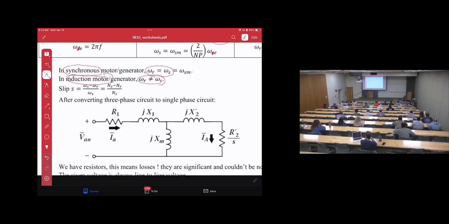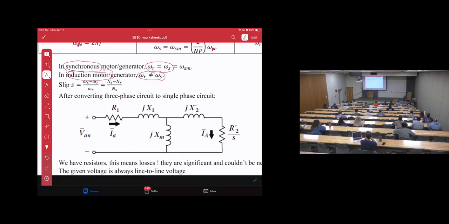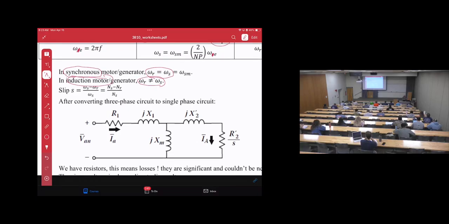Again, this is the equivalent circuit. So the point is, in this circuit, R1 and R2 cannot be neglected.